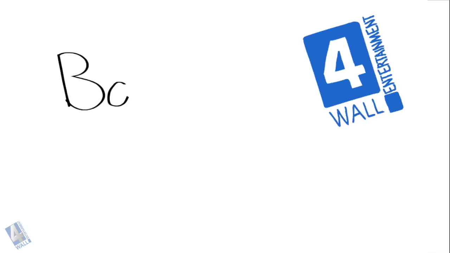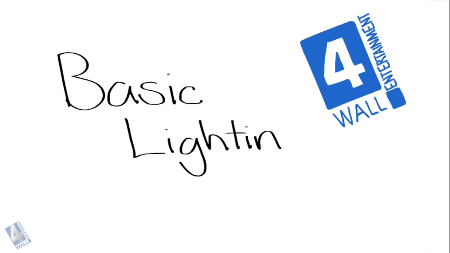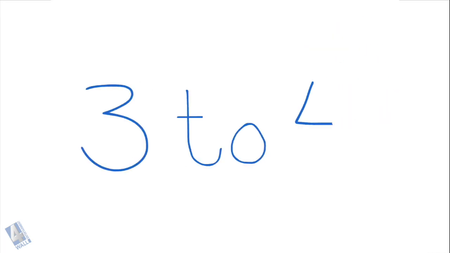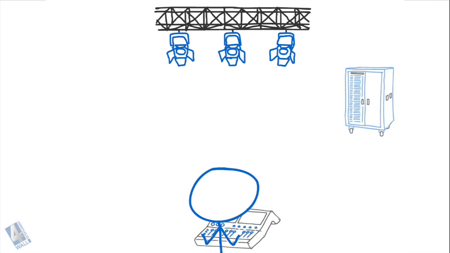Today we are going to talk about a basic lighting system. Every lighting system is similar and usually has 3 to 4 components. It has lights, it has a person, it has a console, and a dimmer. Everything starts with this: one person and a lighting console.